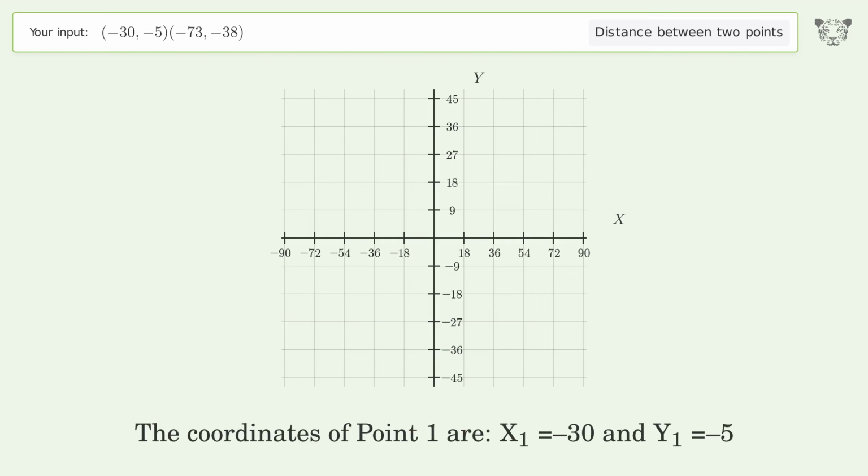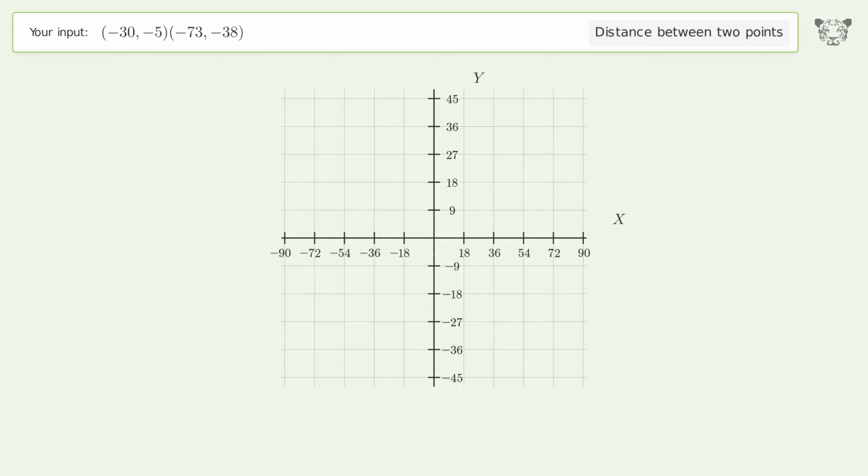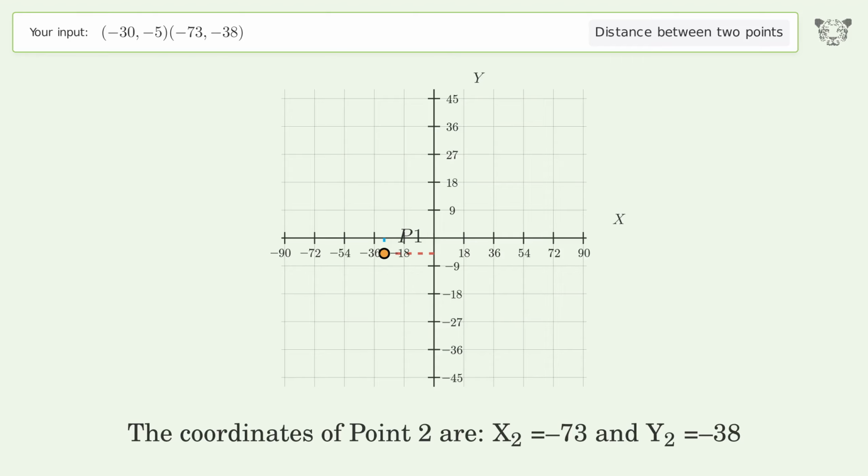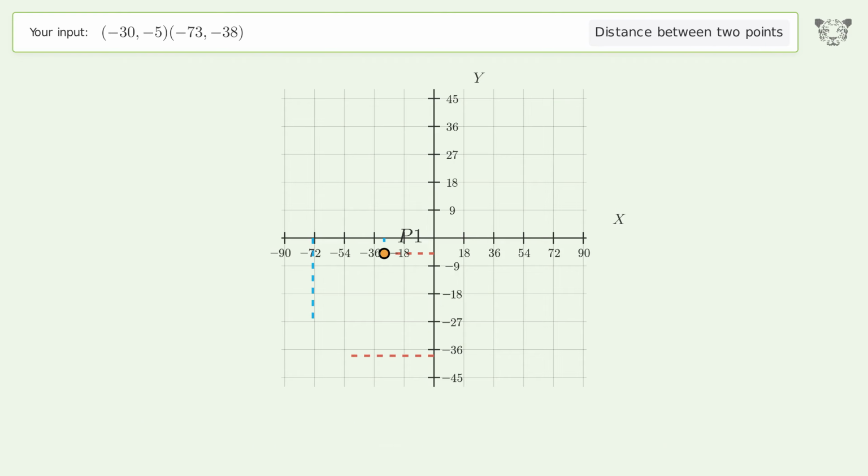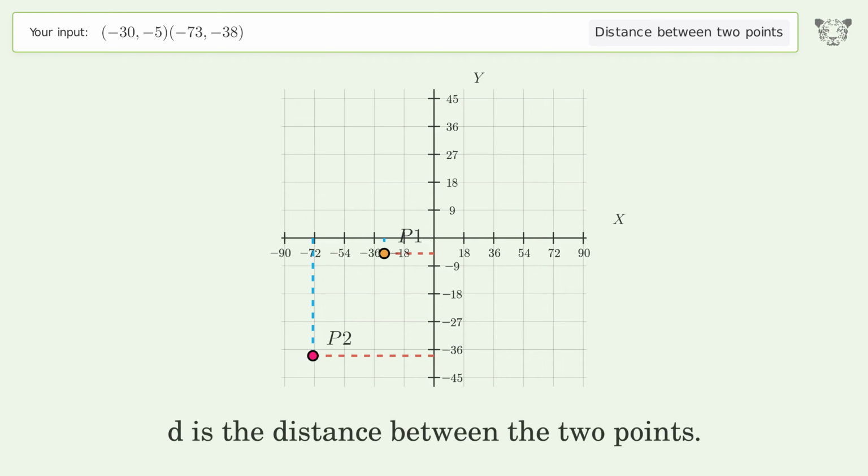The coordinates of point 1 are x1 equals -30 and y1 equals -5. The coordinates of point 2 are x2 equals -73 and y2 equals -38. D is the distance between the 2 points.